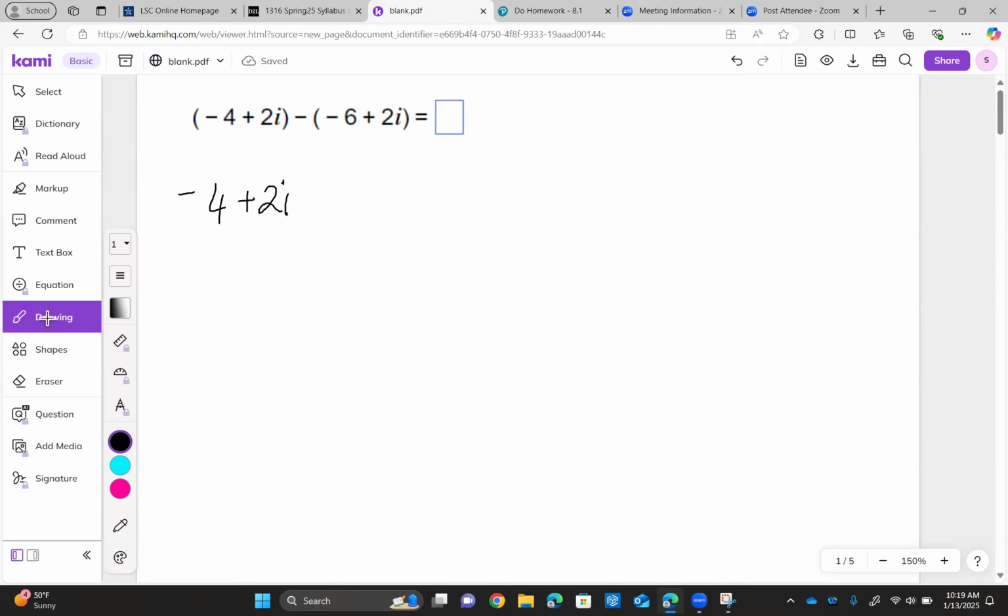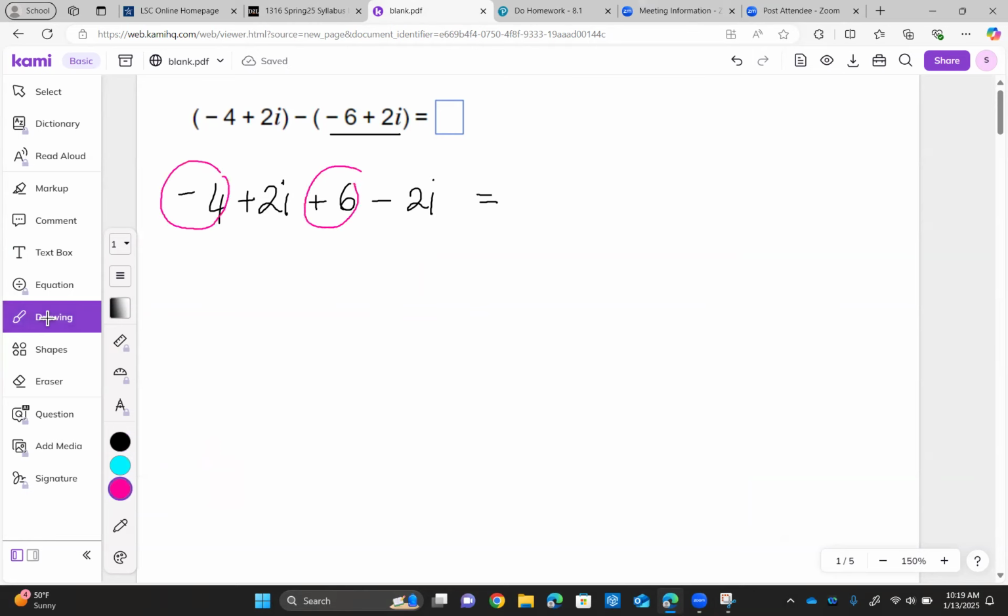On the second part, whenever you have a negative before any parentheses, everybody changes sign. So instead of a negative 6, I will copy a positive 6. Instead of a positive 2i, I will copy a negative 2i because a negative before a parentheses changes everybody's sign. Now, again, we will combine the real parts with real parts.